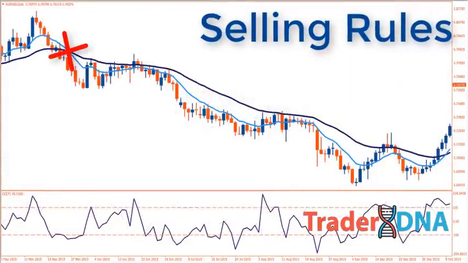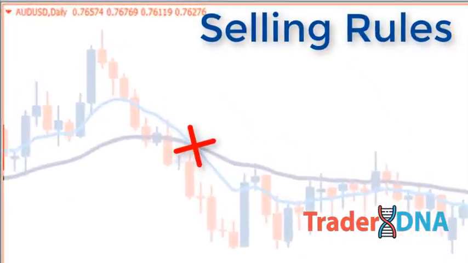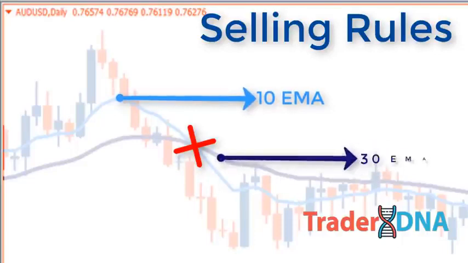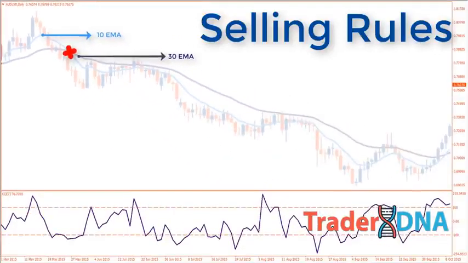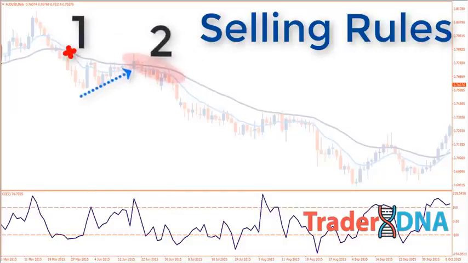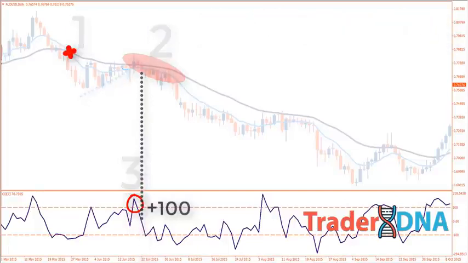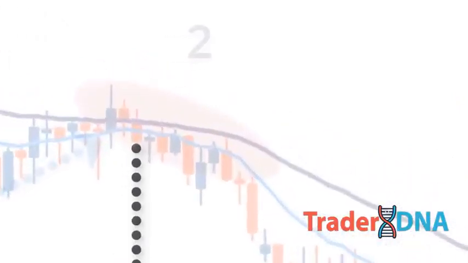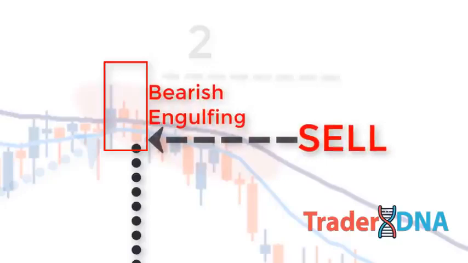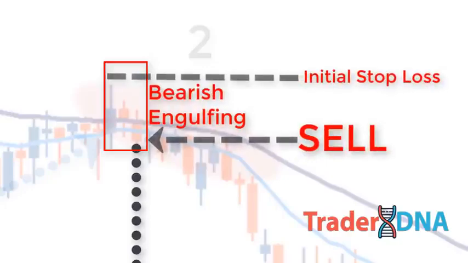First, the 10 EMA crosses the 30 EMA to the downside. Second, wait for price to rally back to the moving averages. Third, the CCI goes above the 100 level and starts to cross below it. If those 3 points line up, you have a sell setup happening, and to confirm the trading signal, you may want to use a price action entry such as a bearish reversal pattern. Once you enter the trade, you can set an initial stop loss above the recent high.